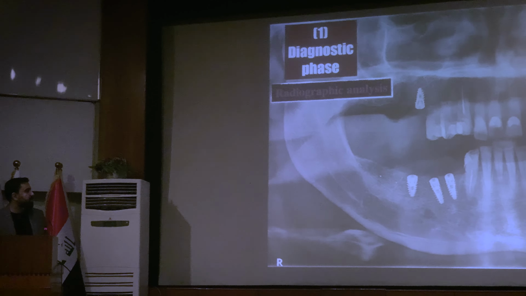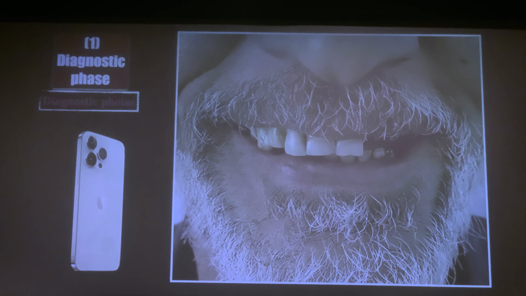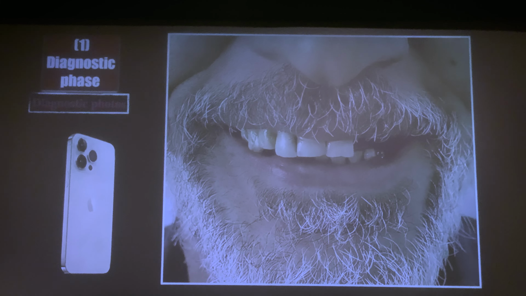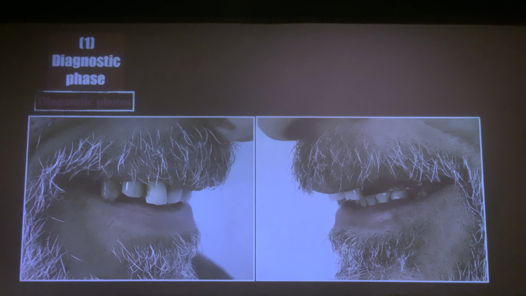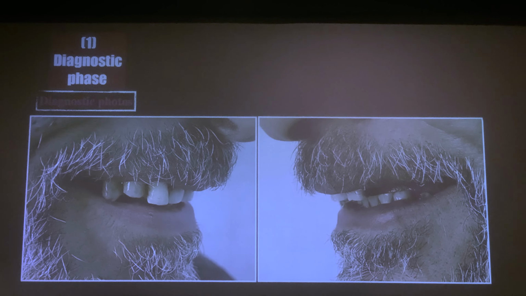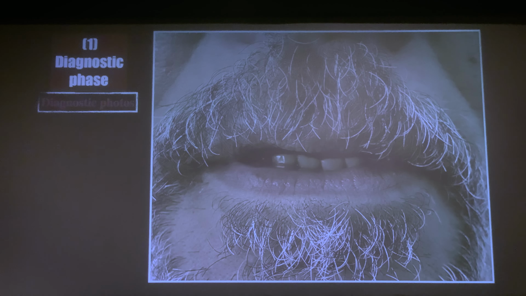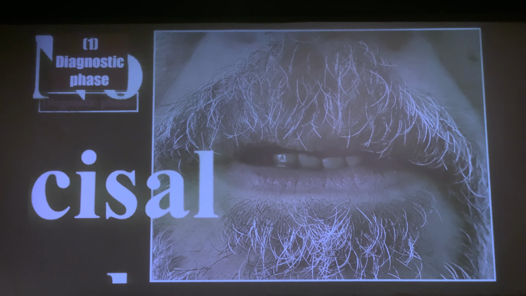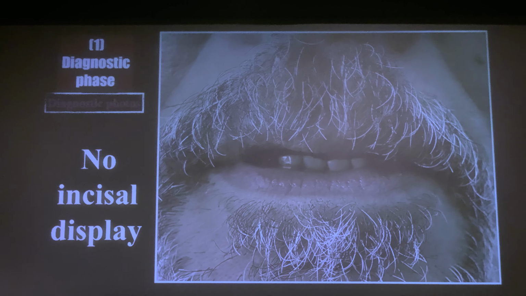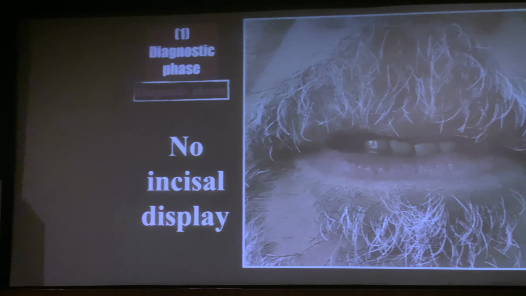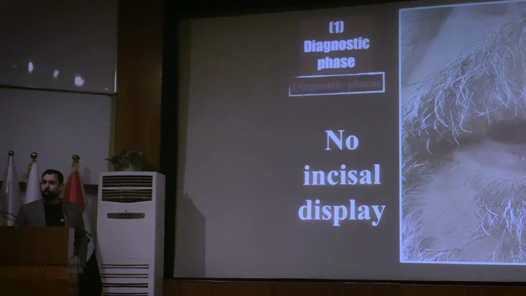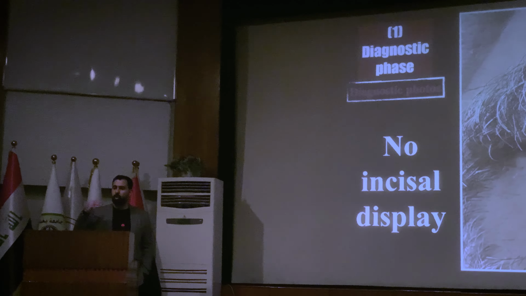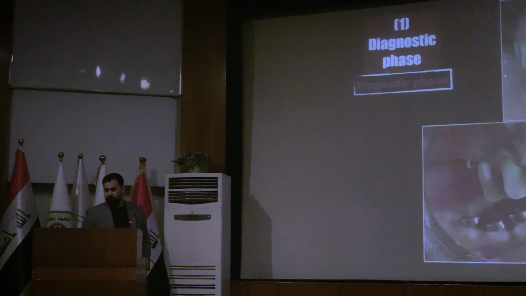We started to take a full set of photos for documentation. We started with a frontal smile photo. We used mobile dental photography. This is the right smile, left smile, and this is the rest photo. And actually, this is one of the most important pictures in our plan. We can see there is no incisor show at rest regarding the location of the incisal edge of the upper central.